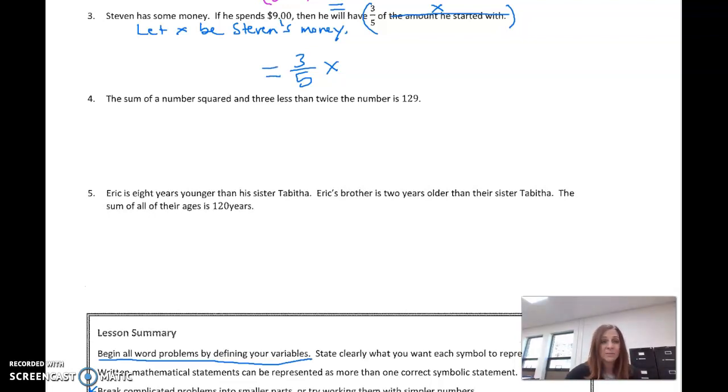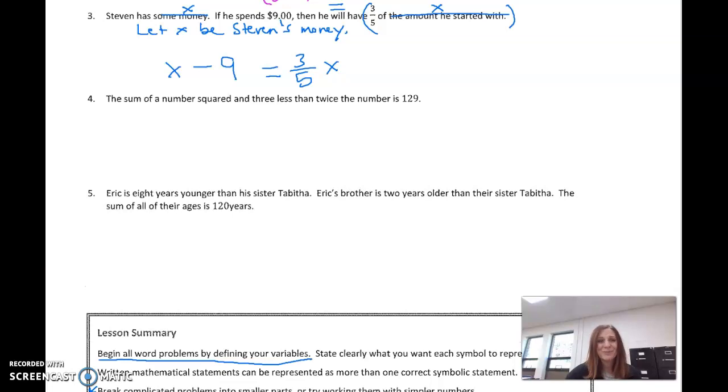So if he has some money and he spends minus $9, he will have 3/5 of the amount he started with. Again, use these little hints. Define your variable. Break it up into pieces.